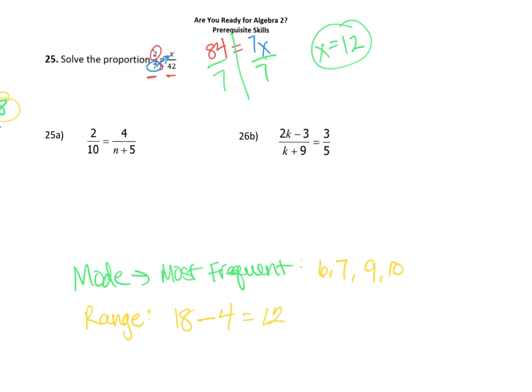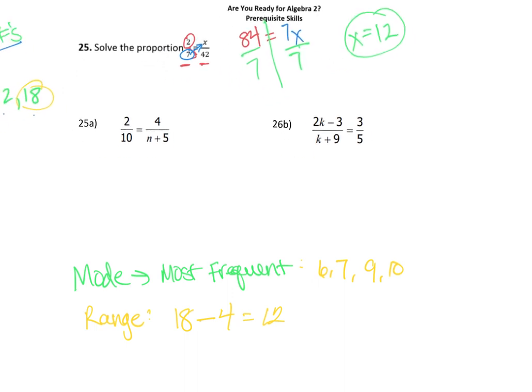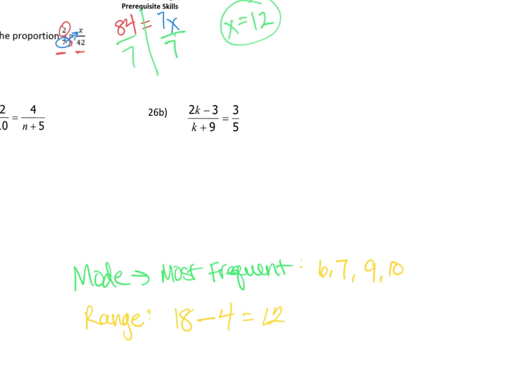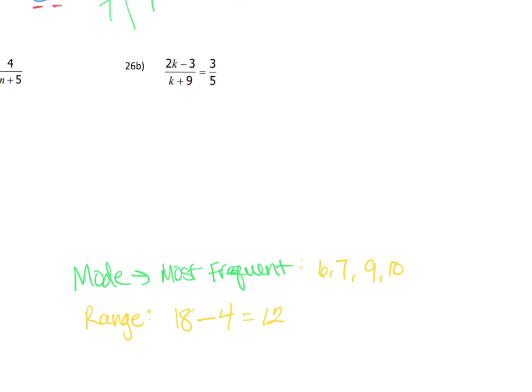Okay, in the case of number 25, let's do 26b here. I have a proportion here. It's a little bit more complex, but I do have a fraction equal to a fraction. We still want to cross multiply. But in my first fraction, I have 2 terms in the numerator and 2 terms in the denominator. When I multiply across, 2k minus 3 is going to be multiplied by 5. I think we can all understand that.